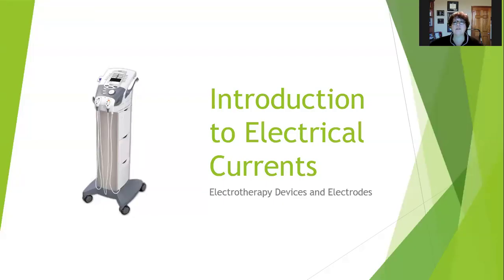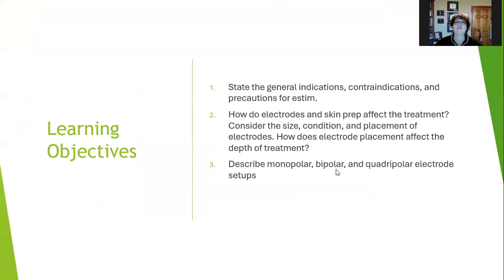All right. Now it's time to talk about devices and electrodes and contraindications, precautions, and indications for electrical stim. So in this section, the learning objectives are to state the general indications, contraindications, and precautions, talk about electrodes and skin prep and how it affects treatment, the size, condition, and placement of the electrodes, and how electrode placement affects the depth of the treatment, and monopolar, bipolar, and quadrupolar electrode setups.